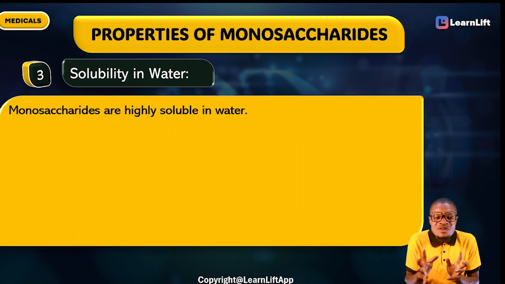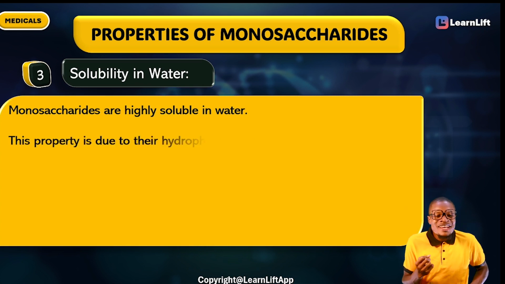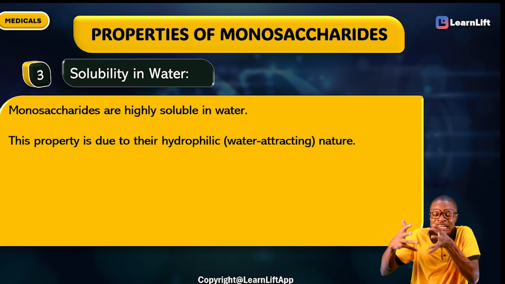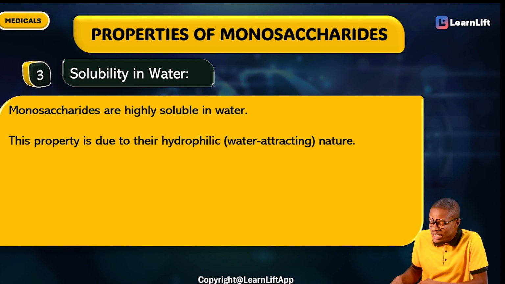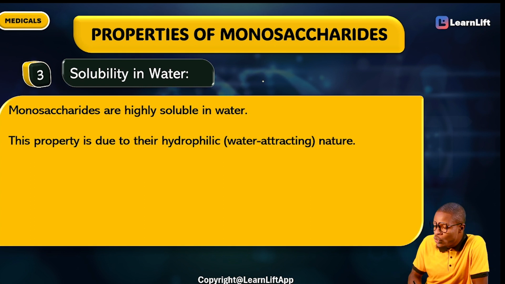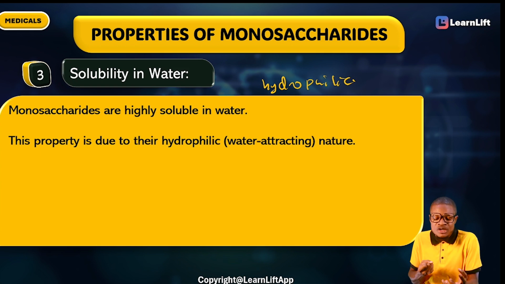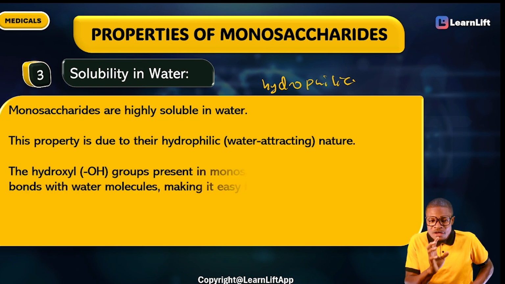Why is it so? Take note that they are not just very soluble, they are highly soluble in water. Wow! This property is due to the fact that they have what is called a hydrophilic end. The hydrophilic nature, from the name: hydro means water, and philic comes from phileo, which means loving. So are your monosaccharides water loving or water hating? They are water loving. That means they are hydrophilic and not hydrophobic. Are you getting me now?